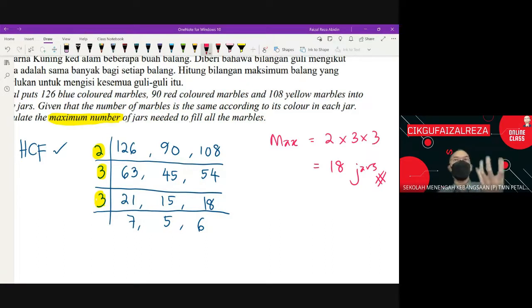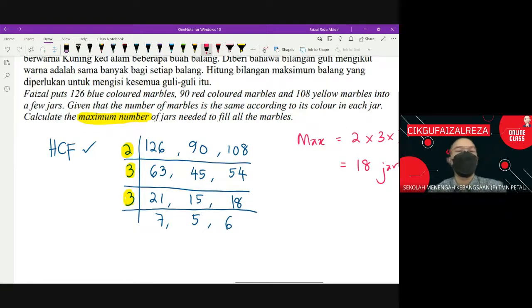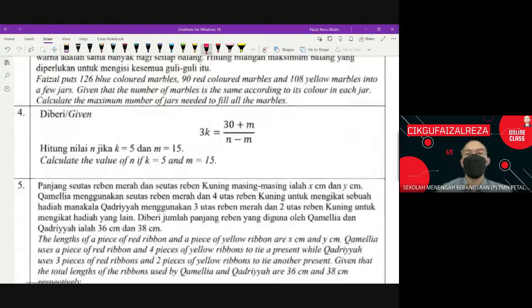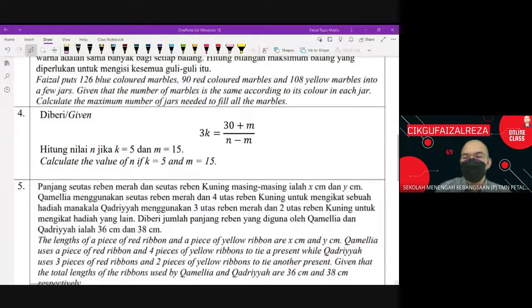You are going to get the amount: 108 yellow, 90 red colored marbles and 126 blue colored marbles. Can you understand? Okay. Next question. Oh, straight away 18. Okay. Let's discuss this one.